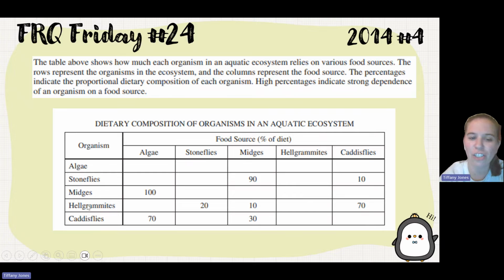So as you see here, the algae, of course, consumes nothing. The stoneflies consume the midges and the caddisflies. The midges consume all of the algae, or 100% algae. The hellgrammites consume stoneflies, midges, and caddisflies, and the caddisflies consume algae and midges.